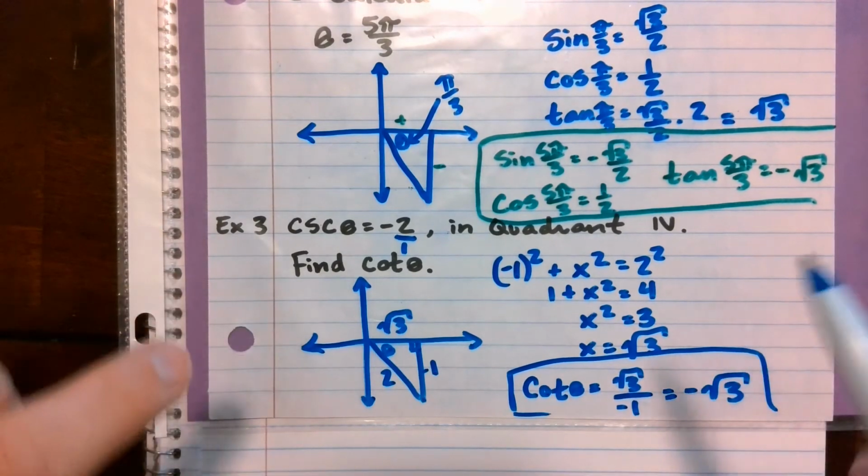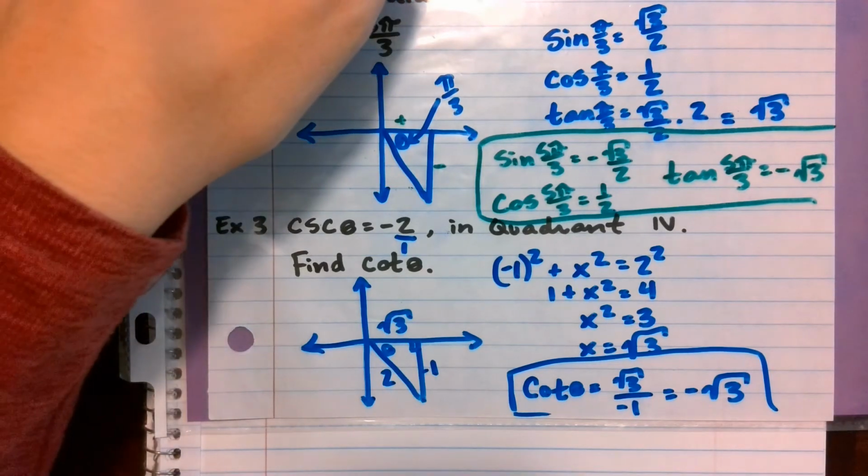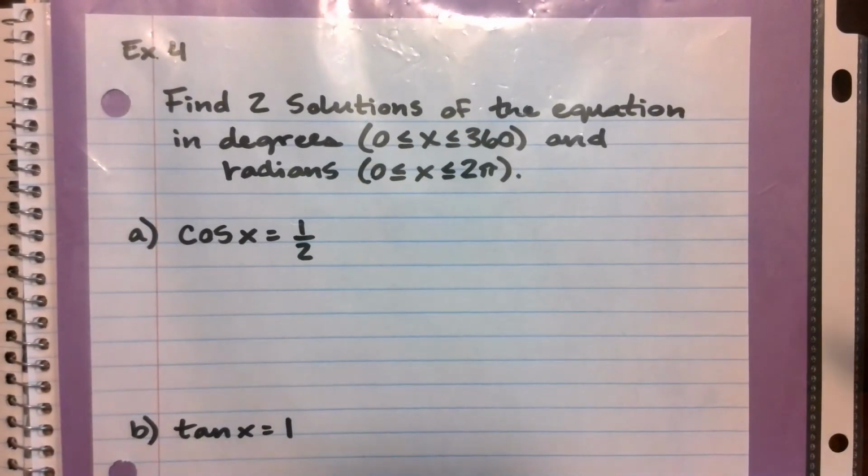And definitely, if it helps you to go ahead and say, okay, tangent of theta is negative 1 over radical 3, and then take the reciprocal of that, I think that could be a helpful way to write out what you're thinking. So I've got one more type of question for this lesson.